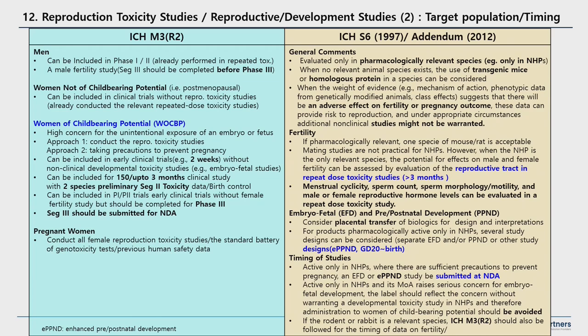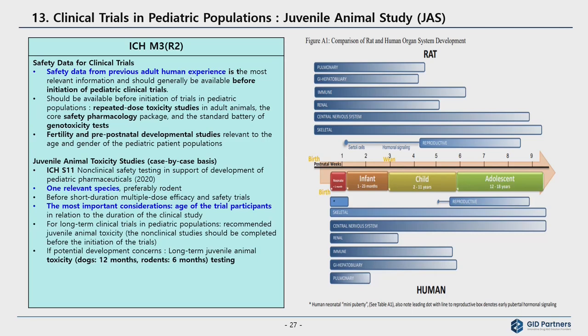And so when there's going to be more than 3 months of repeat dose toxicity studies, then the hormones and the menstrual cycles have to be observed. And so that could replace the fertility study part of the reproduction toxicity studies. And in case of monkeys, we cannot use many monkeys. And so SEG2 and SEG3 could be done together, and that is an enhanced study. This is from GD20 to birth. And this could be submitted at the time of NDA submission.